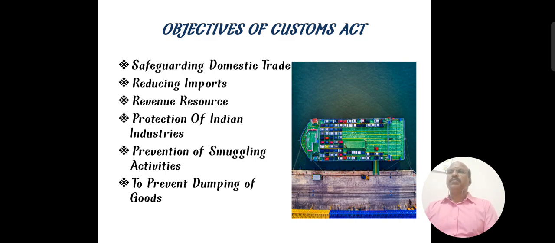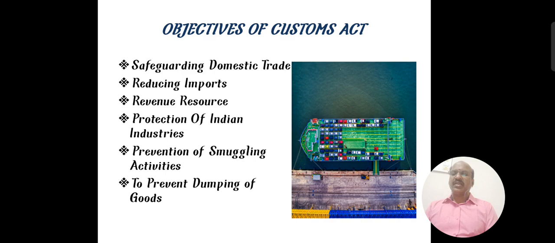Second one, reducing import. Reducing import works for the economy, for the purpose of increasing the GDP, for the purpose of economic growth. Or we can say in another way, for the purpose of balance of trade. When you get a favorable balance of trade, there is more export and less import. So to achieve the balance of trade, the government of India reduces the import through the Customs Act.